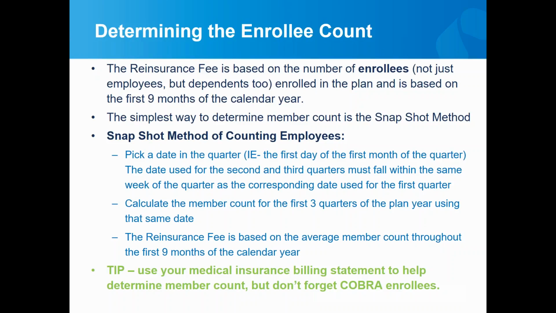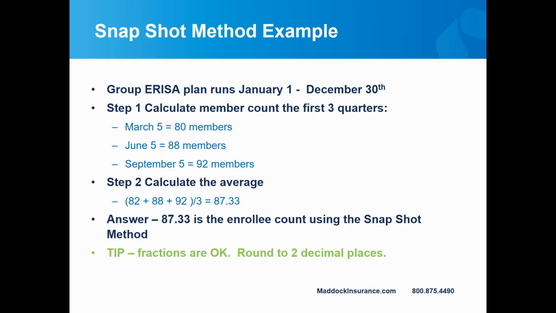A tip: you can use your medical insurance billing to help determine the member count, but also don't forget COBRA enrollees. Generally, you can also ask the insurance company or third-party administrator for a report to help you with this. A lot of them have these reports they can just kick out and get to you. If you need help with that, please let us know. We can get you in contact, or we can request a report for you.